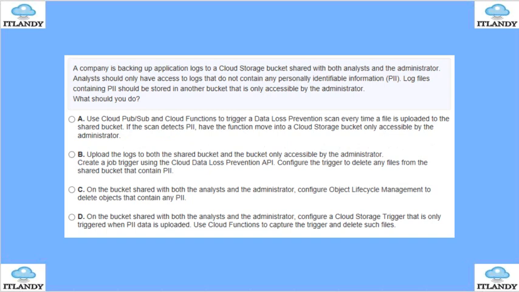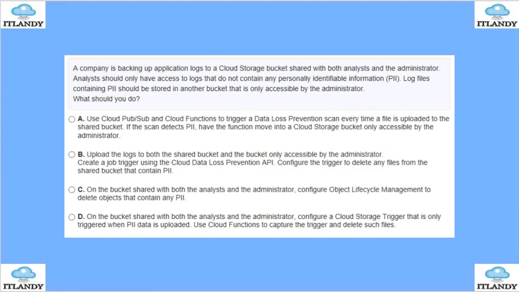Next, a company is backing up application logs to a Cloud Storage bucket shared with both the analytics team and the admin for the purpose of analysis. The analyst should only have access to logs that do not contain any PII, personally identifiable information. Log files that contain PII should be stored in a bucket that's only accessible by the admin. So anything to do with PII, only the admin can see it. Other logs are for the analyst, who should not see any PII. What shall we do in this scenario?